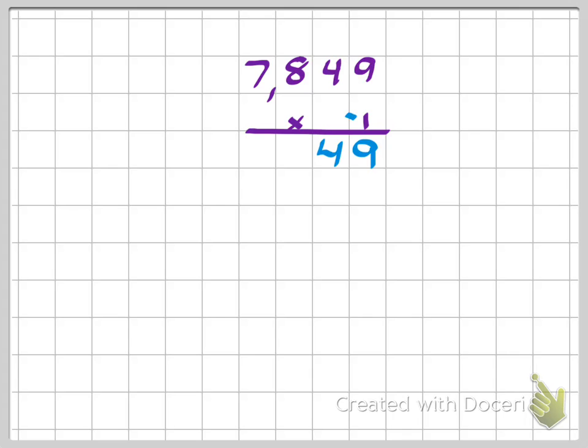And then you keep on going to the left. And 1 times 8 is 8. And you keep on going to the left. 1 times 7 is 7. So our answer, 7,849 times 1 is 7,849. Again, the identity property. If you multiply anything by 1, you get that number.